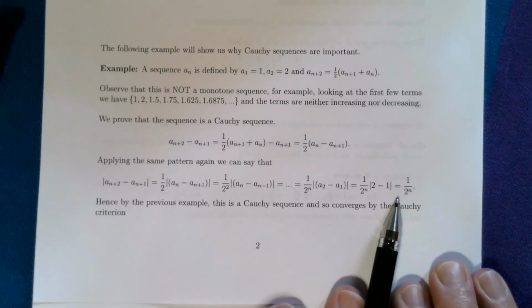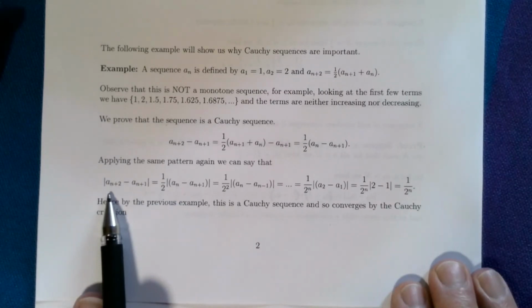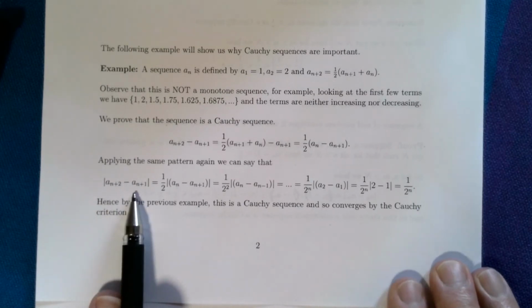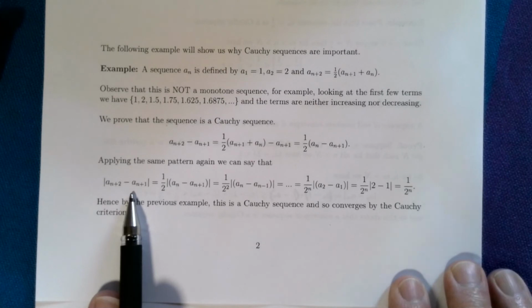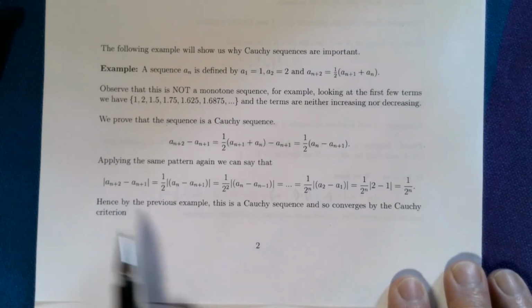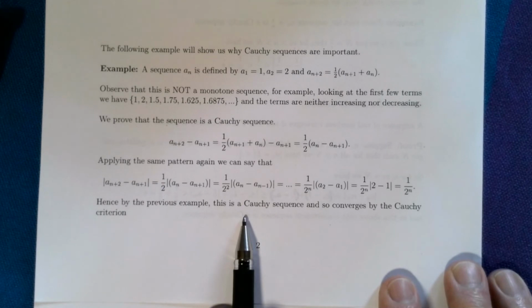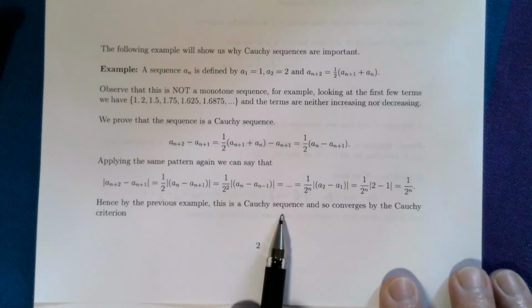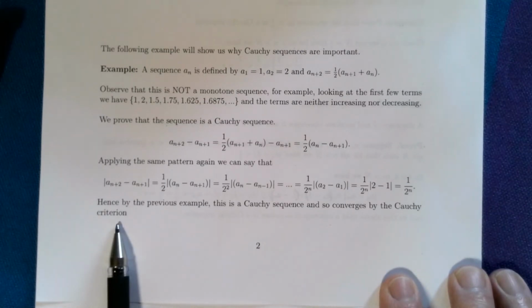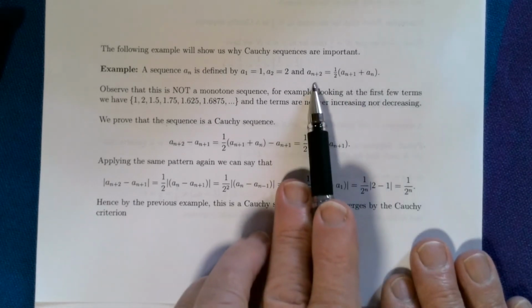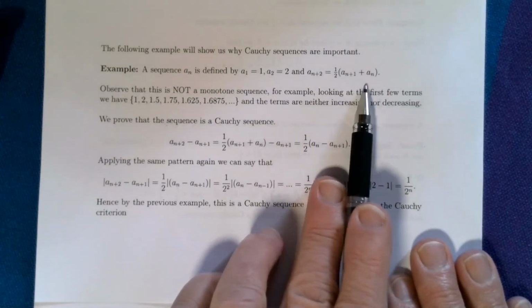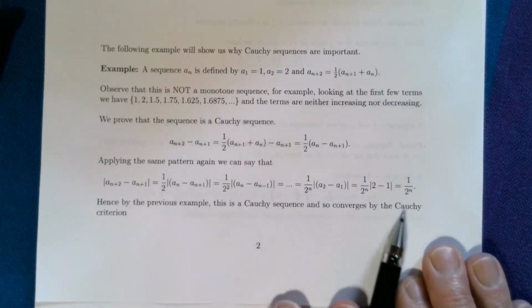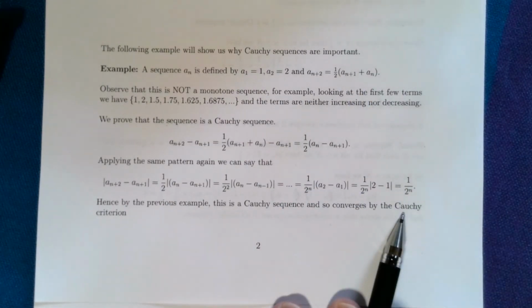Now we've shown something very similar to what we showed in that earlier example: if we had consecutive terms differing by 1 over 2 to the n, then we saw that was a Cauchy sequence. So by the previous example, it's got an n minus 1 or something there. This is a Cauchy sequence, and so it converges by the Cauchy criterion. So this sequence, where every term is the average of the two terms before it, is not monotonic, but it is a Cauchy sequence, and therefore it converges.